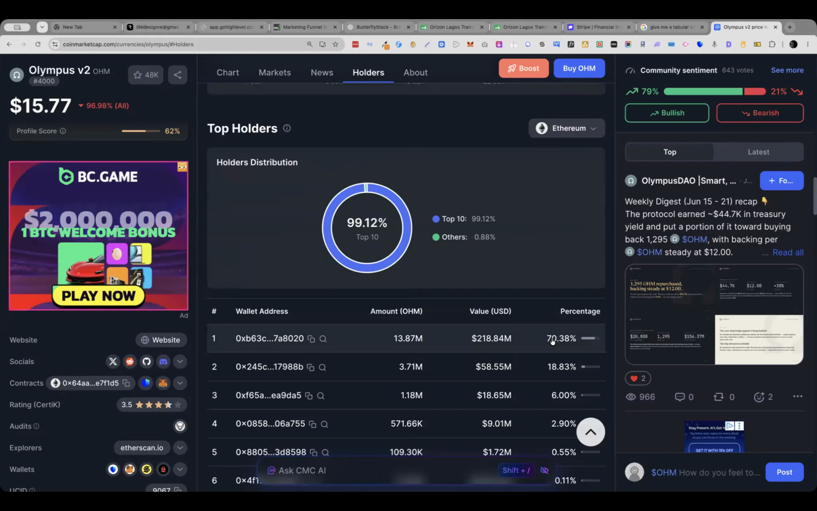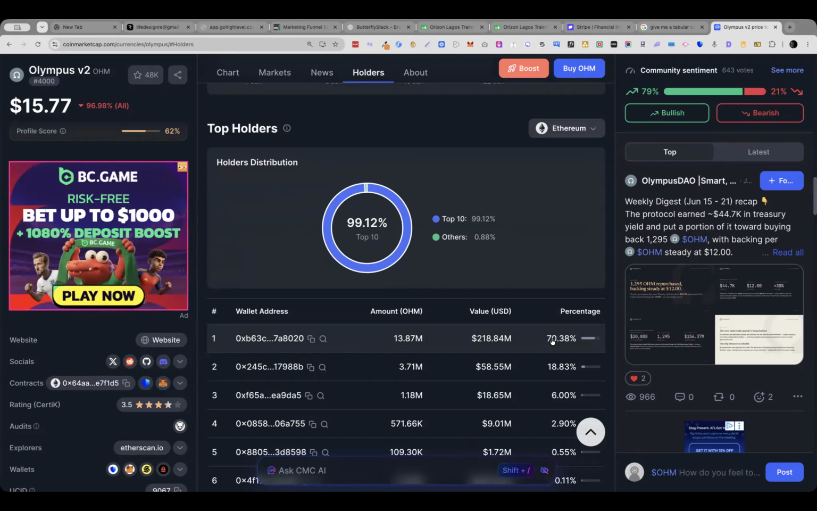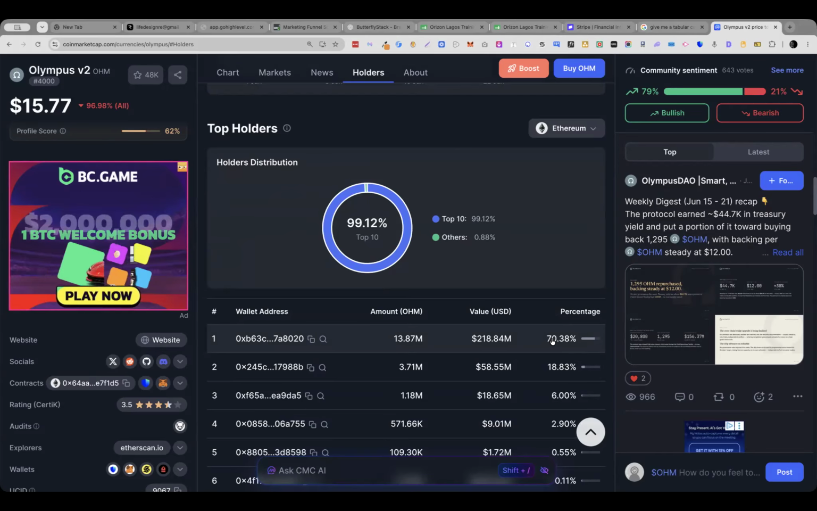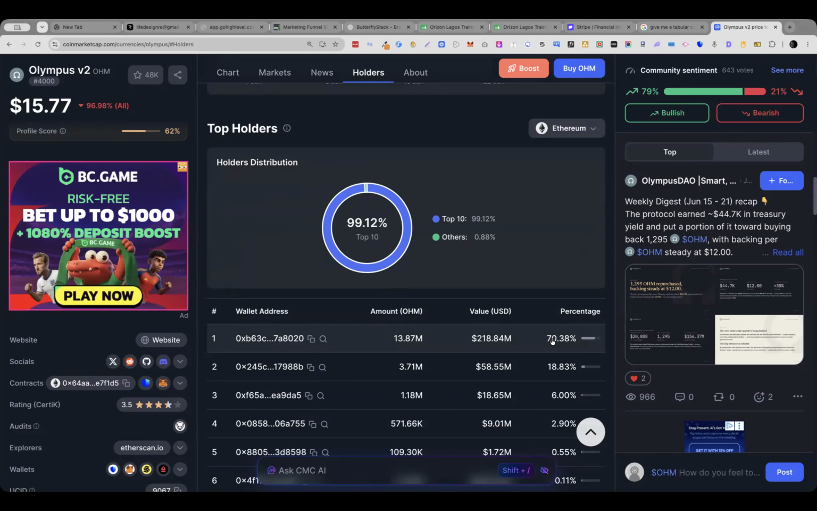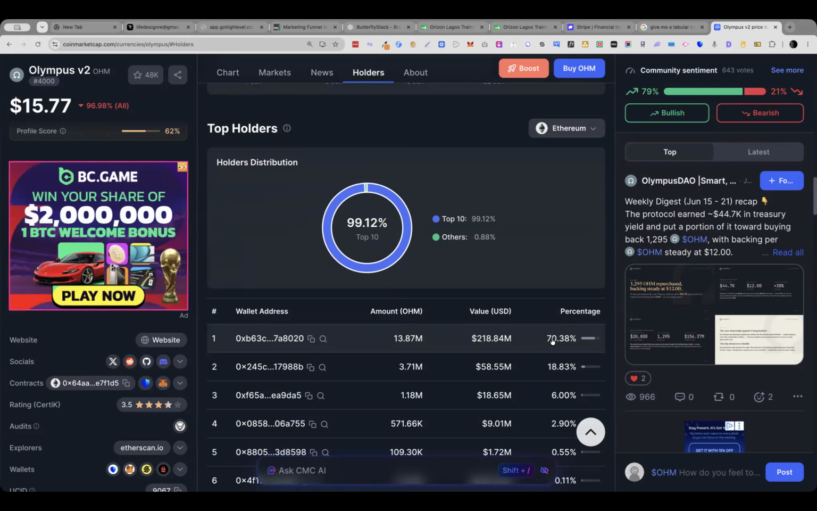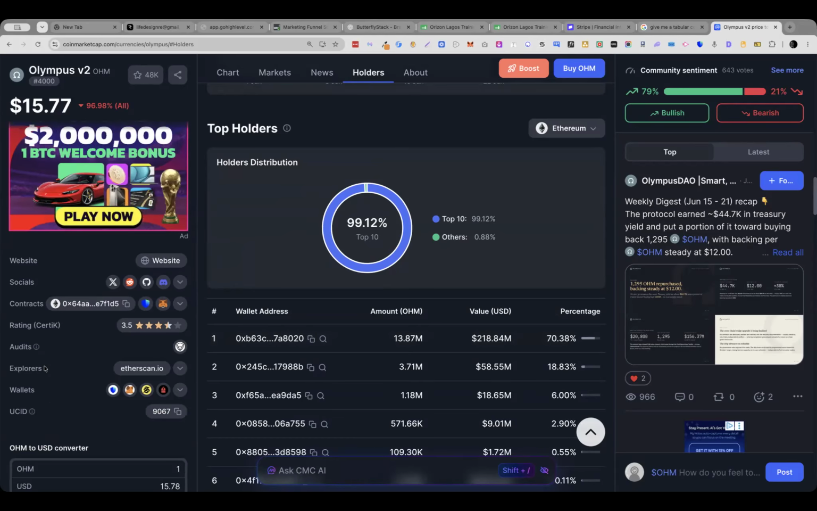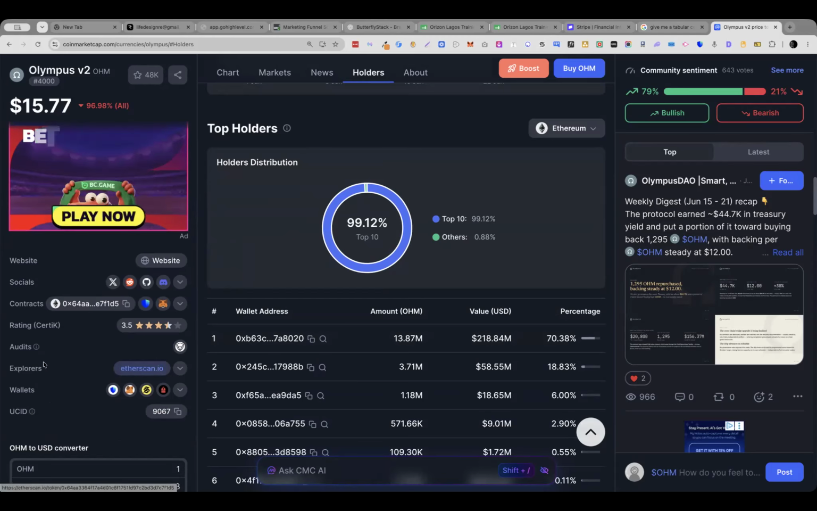But to investigate this wallet to know if it belongs to an individual or if it belongs to the protocol, you need to go to the blockchain directly to check, not CoinMarketCap. So to do that, you come here. On the left-hand side, you see Explorers. You click on the Explorer here.